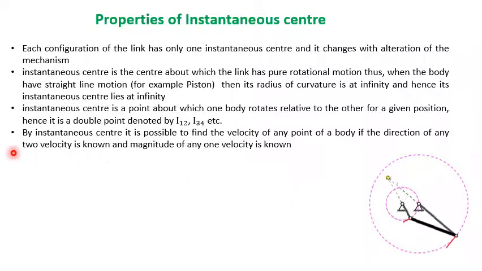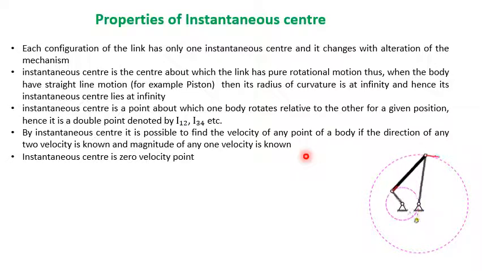So next one. By using this instantaneous center method, it is possible to find the velocity of any point of a body if the direction of any two velocities is known and the magnitude of any one velocity is known. As we explained in the second slide, if the direction and magnitude of any one point or link is known, then we can easily find out the magnitude of the other link, but its direction should be known. That is one of the properties of instantaneous center.